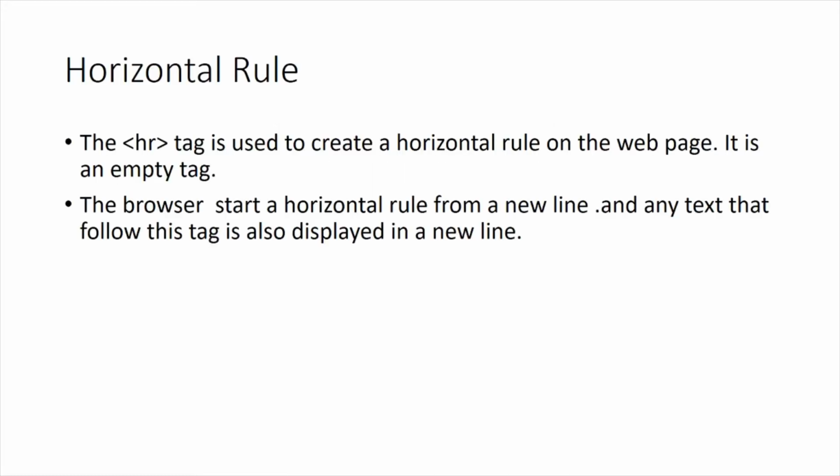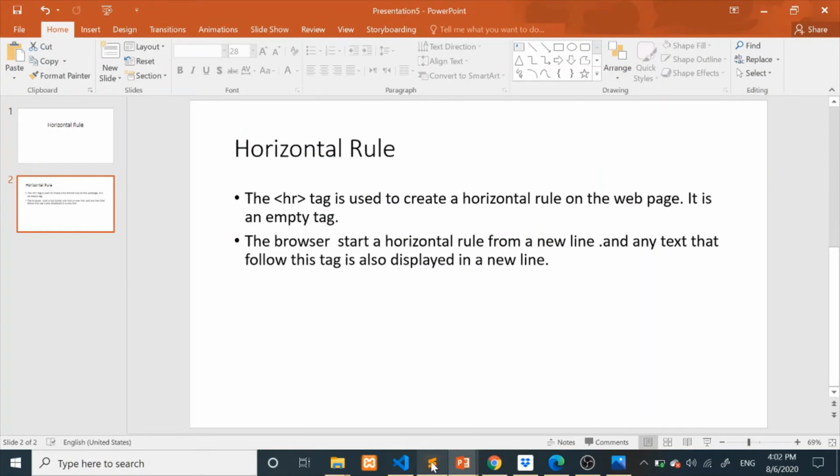So in this tutorial we will discuss what a horizontal rule, or horizontal tag, is in HTML5. The HR tag is used to create a horizontal rule on the web page. It is an empty tag because there is no ending tag for the HR tag. The browser starts a horizontal rule on a new line, and any text that follows this tag is also displayed in a new line. So let's start some practical work.